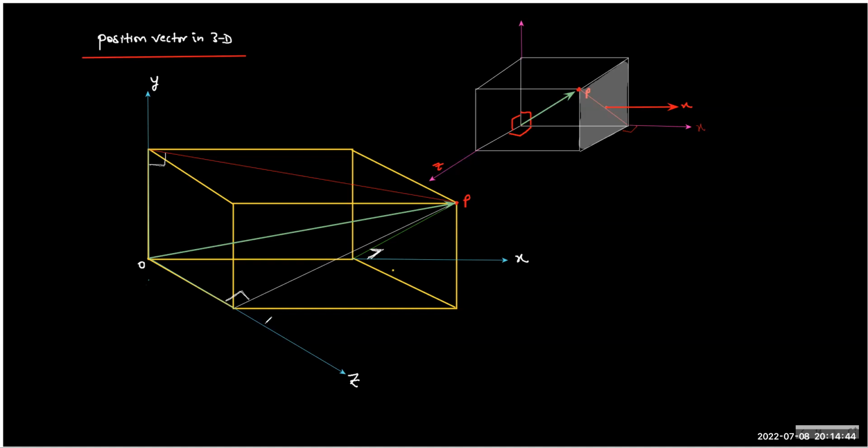Now, how to define the direction of the OP? How to take a theta? Can we take theta from the x-axis to guarantee that I can achieve this line? Let's say I tell you the angle between the OP and the x-axis is 30 degrees.